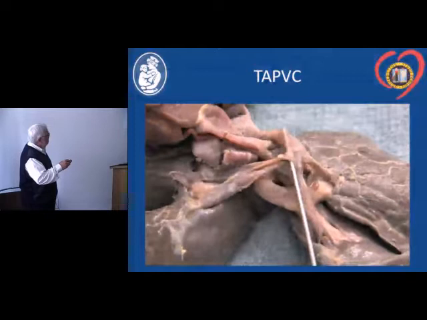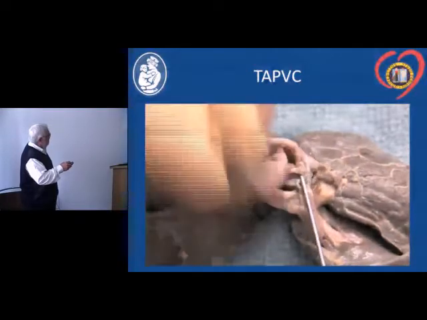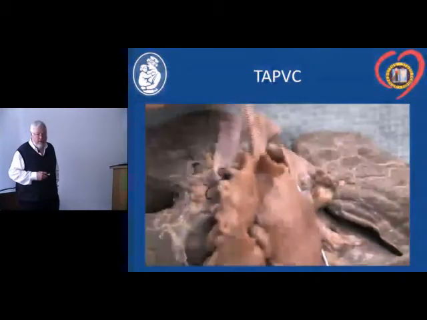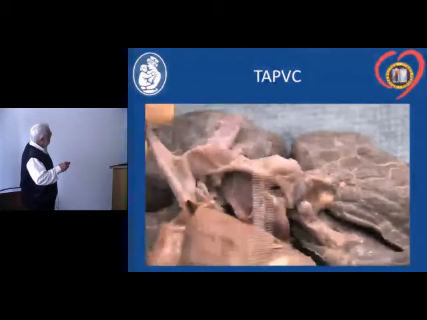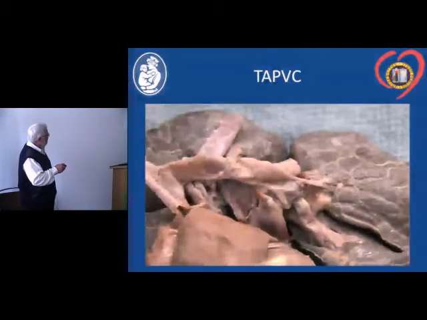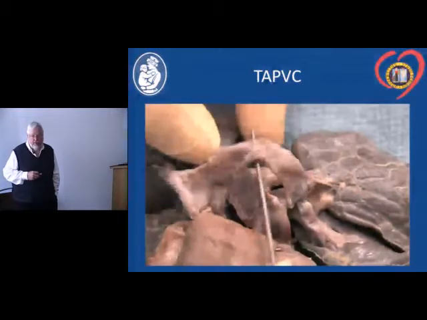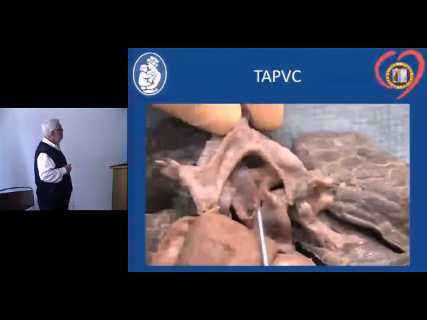And you can imagine if this passed between the pulmonary artery and the bronchus over here, how it could become obstructed. And so here we see the connector coming up, and here's the innominate vein, and then the superior vena cava coming back into the right atrium on the other side.